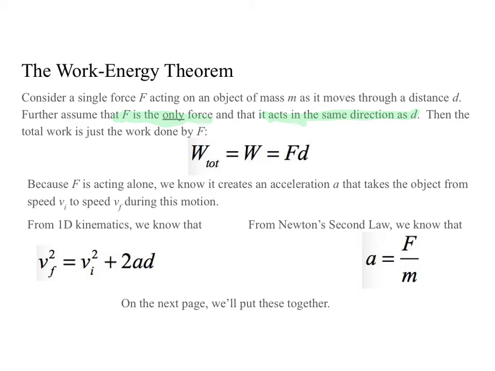But in this case, since it's the only force, the total work that's done is the work done by F, because duh, there's nothing else. So the total work is F times d. But since F is acting alone, it's also the net force, and so it creates an acceleration that takes the object from speed vi to vf during that motion. From 1D kinematics, we might remember that vf squared is vi squared plus 2ad, in constant acceleration cases at least, and that from Newton's second law, of course, the acceleration is F over m.